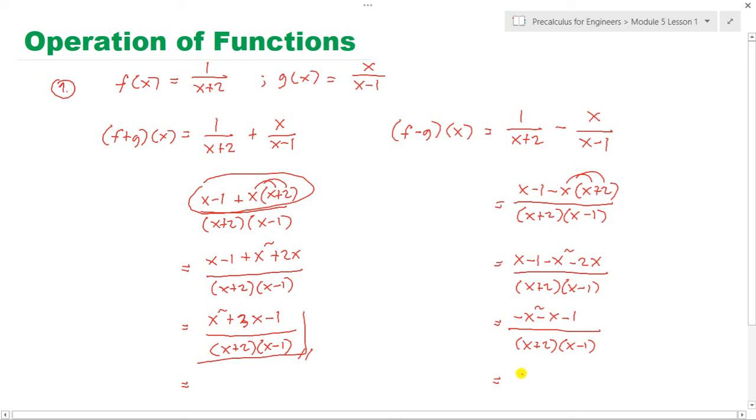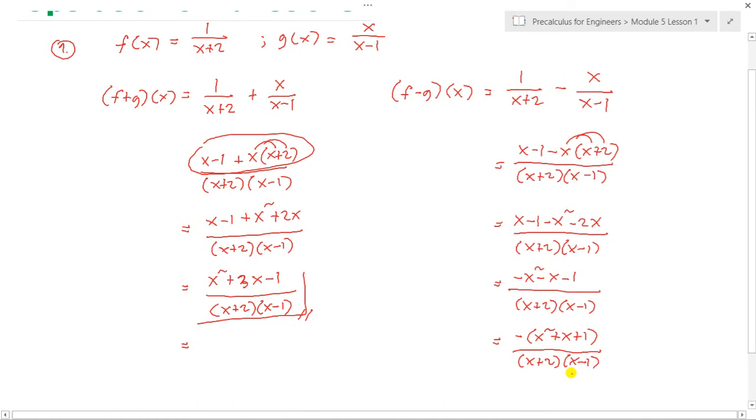You can also factor out the negative, so you now have (x² + x + 1) all over (x + 2)(x - 1). Actually, the trinomial numerator x² + x + 1 cannot be factored by using trial and error, and if you are using your calculator or the quadratic formula, it will result in an imaginary number. So let's just stay in this form. Okay, so that is the answer for subtraction.